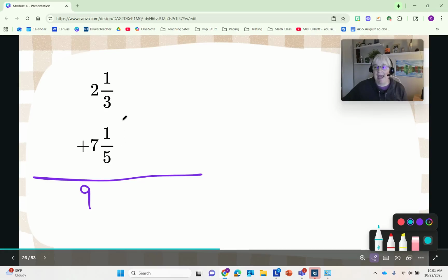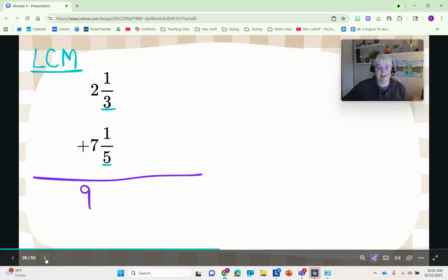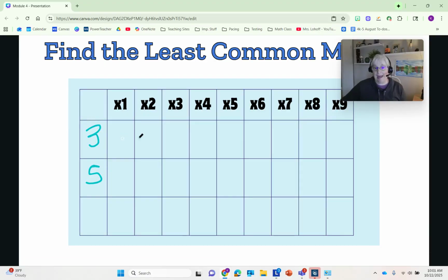First thing we do when we add or subtract a fraction is look at the denominator. We have 3 and 5. They're not the same. We have to find the least common multiple so that they are the same. Maybe you figured it out in your head. If not, let's look at a multiplication chart. 3 and 5. Remember, I'm going to write out the multiplication facts. I can copy it from the chart for 3, or I can practice my facts. It's a good time to practice.